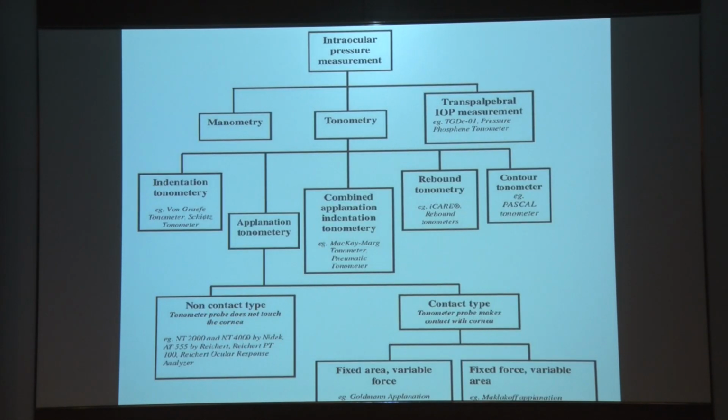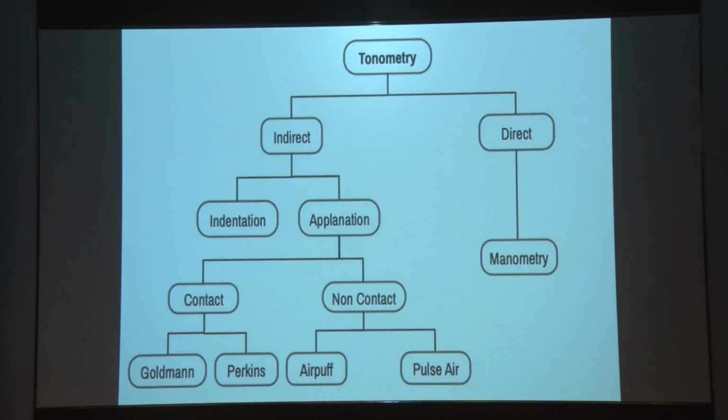So this is a flowchart showing us that intraocular pressure measurement can be done by manometry, or tonometry, or transpalpable IOP measurement can be done. In tonometry, we have indentation, applanation, combined applanation and indentation tonometry, rebound tonometry, and contour tonometer. In applanation, we have non-contact type and contact type. In contact, we have fixed area variable force and fixed force variable area tonometers.